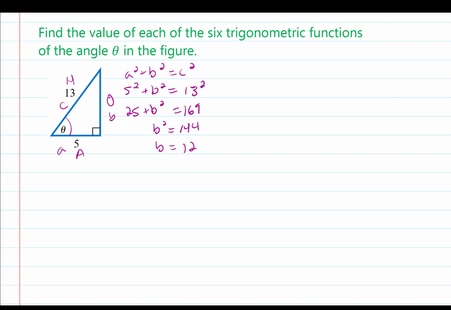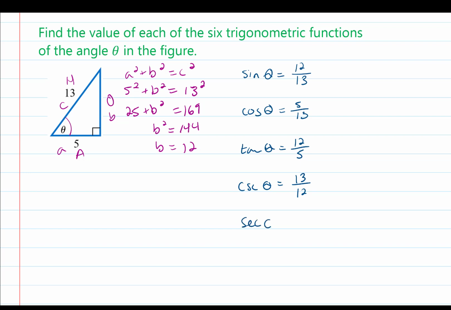From here we have all the information we need to find the value of each of the 6 trigonometric functions. Let's start with sine. So the sine of angle theta is equal to the opposite side, which is 12, over the hypotenuse, which is 13. Cosine of angle theta is the adjacent side, which is 5, over the hypotenuse, which is 13. And tangent of angle theta is equal to the opposite side, which is 12, over the adjacent side, which is 5. Cosecant of angle theta is equal to the hypotenuse over the opposite side.